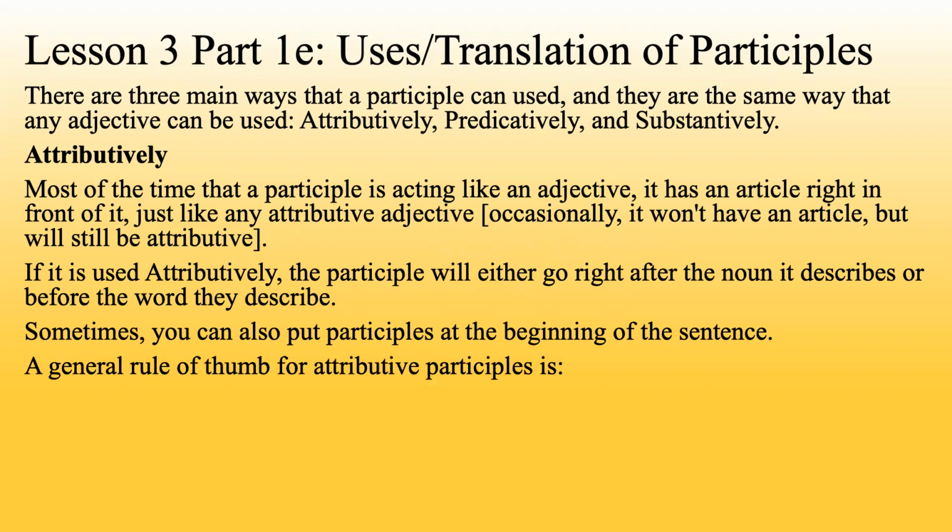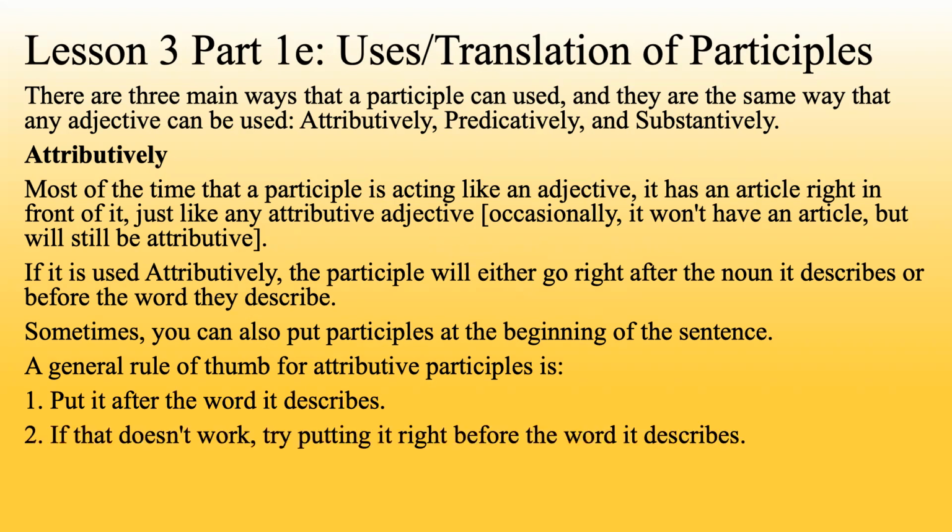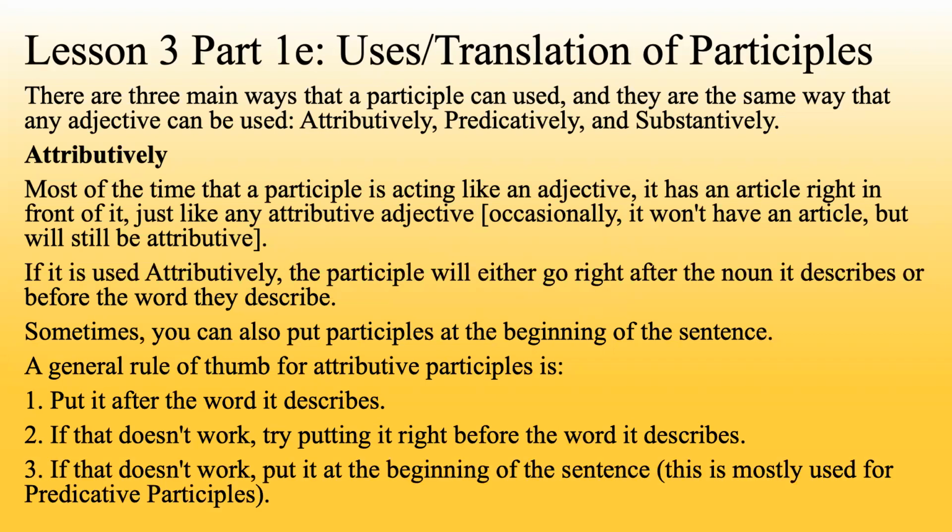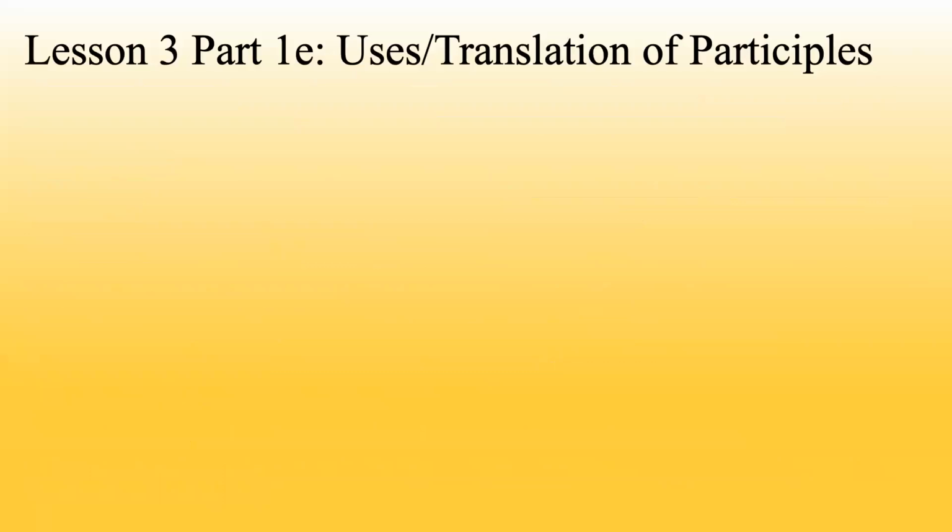A general rule of thumb for attributive participles is: 1, put it after the word it describes. 2, if that doesn't work, try putting it right before the word it describes. And 3, if that doesn't work, put it at the beginning of the sentence. This is mostly used for predicative participles though. So this is how we want to translate them. You can find them anywhere in the sentence, though normally they'll be near what they're describing. But when you want to translate one of these, try first putting it after. If it doesn't work to put it after the word it's describing, put it directly in front of it. If neither of those two works, put it at the beginning of the sentence.